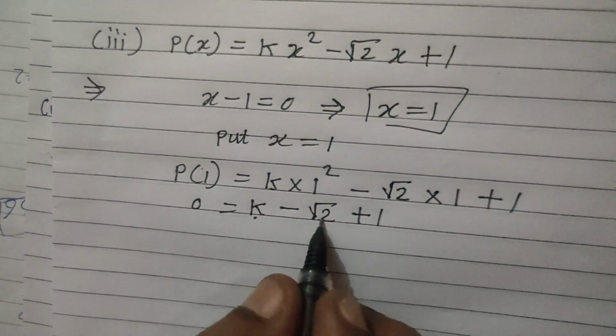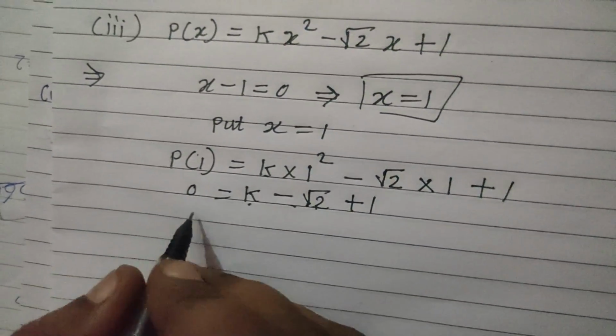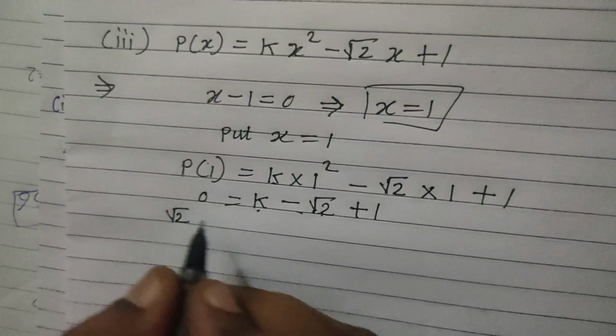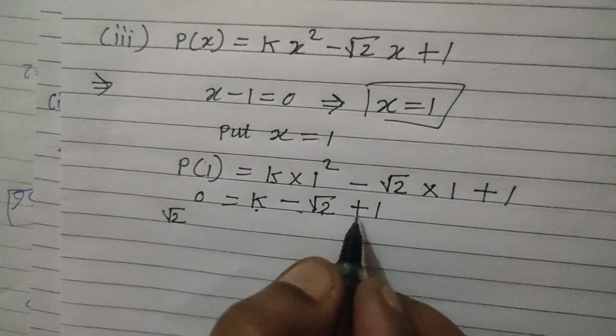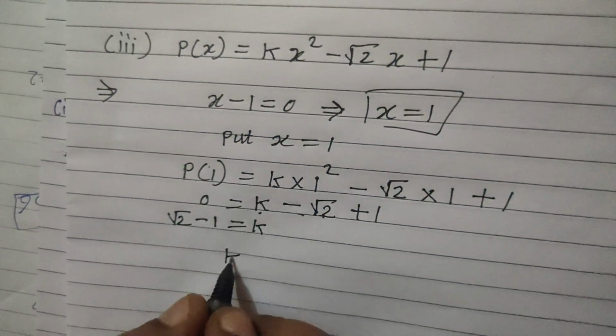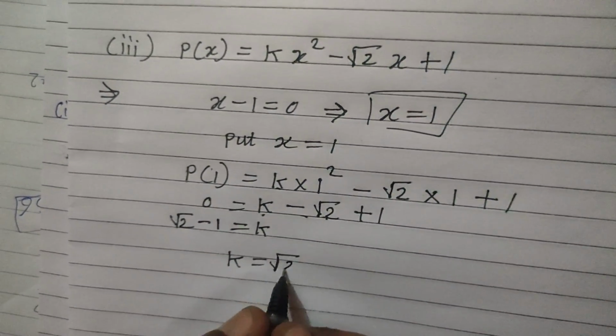I want the k value. I will transpose both these constant numbers to the other side. So minus root 2 will become plus root 2, and plus 1 will become minus 1, equal to k. That means k value is root 2 minus 1.